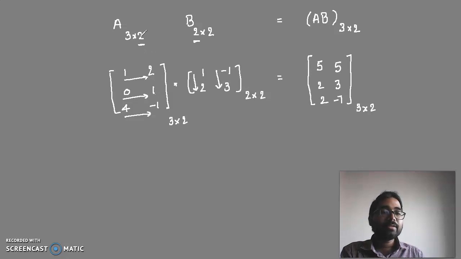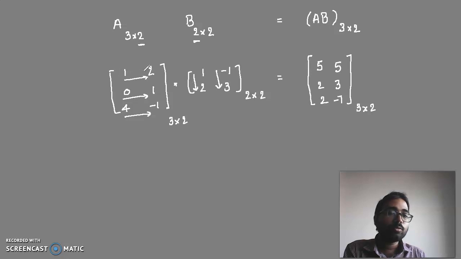So the reason for this is that we require a condition: the number of columns in the pre-factor should be equal to the number of rows in the post-factor. The reason is that each row will have two elements and each column will have two elements, so these corresponding elements should be multiplied. For that to happen, however many columns are there here, that many rows should be here.